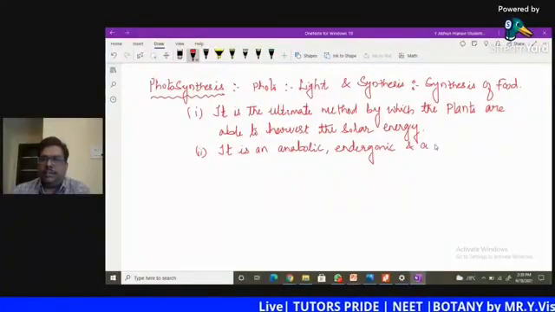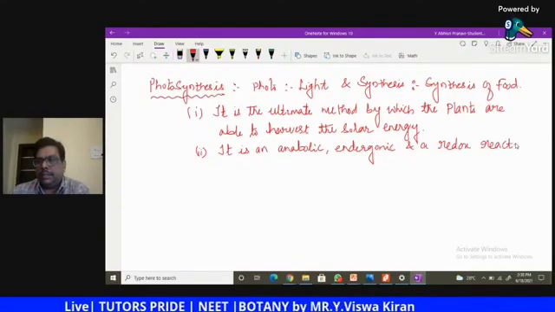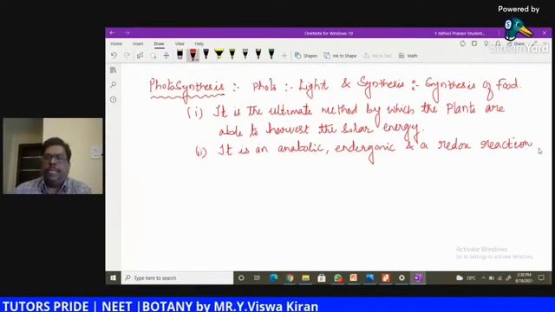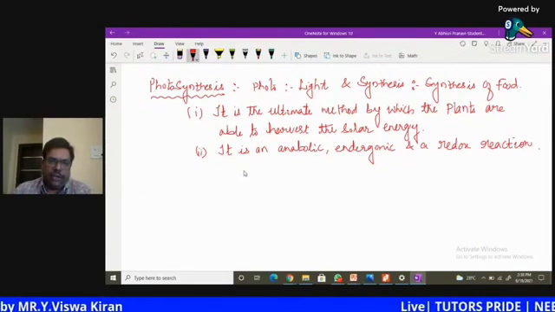and a redox reaction. So let us try to understand these three words. I'll put it very clearly for you.